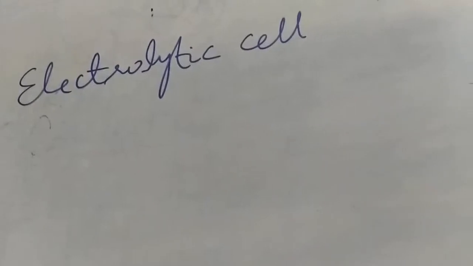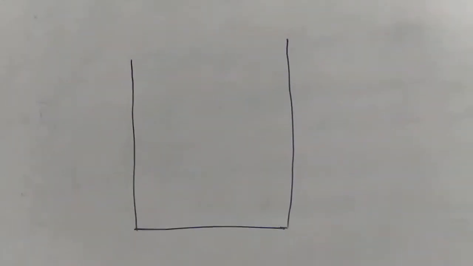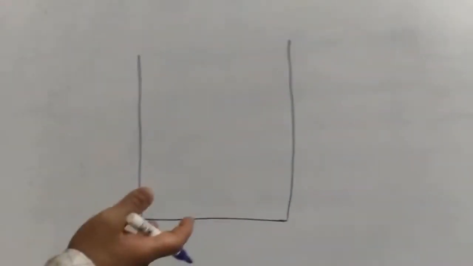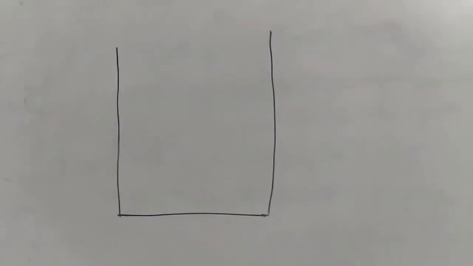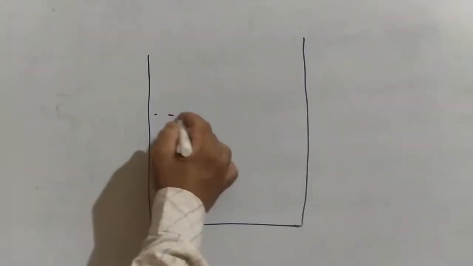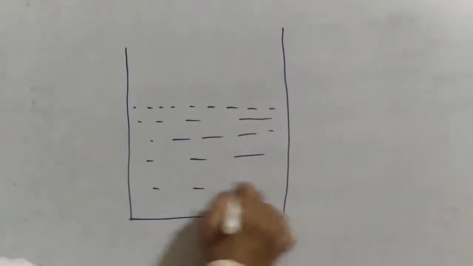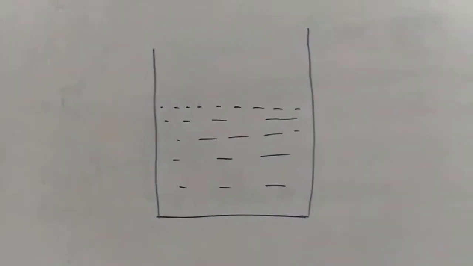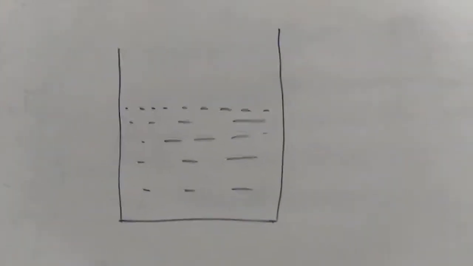Now, an electrolytic cell is made up of an insulating material. It is just like a vessel made of an insulating material. This may be glass, rubber, wood, or anything which is non-conducting in nature. The substance which we want to electrolyze is taken in the molten state, or we take the substance in its aqueous solution. Again, I will explain.